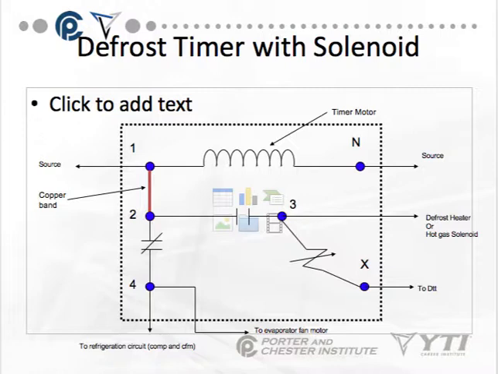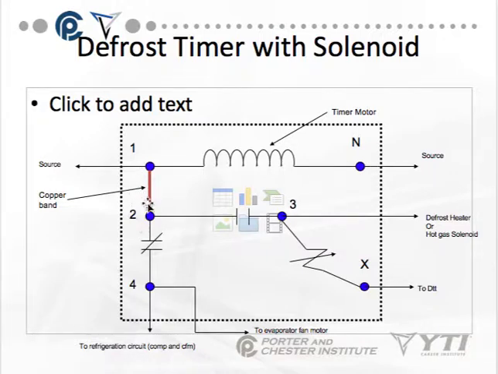So if we take a look at our different types of defrost timers, this is one of the ones that's a defrost timer with a solenoid. You see between pins 3 and X is your clutch solenoid. Pin 1 is our source voltage. Pin N is our other side of source voltage. I would say neutral, but sometimes you see these on 208 volt circuits, which is L1 and L2.